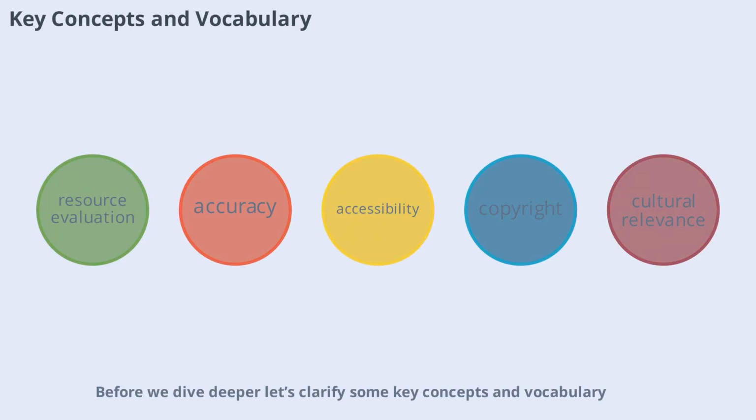Before we dive deeper, let's clarify some key concepts and vocabulary. You'll encounter terms like resource evaluation, accuracy, developmental appropriateness, accessibility, copyright, open license, data privacy, cultural relevance, and feasibility. Understanding these terms will help you apply the evaluation process more effectively and communicate your decisions clearly.